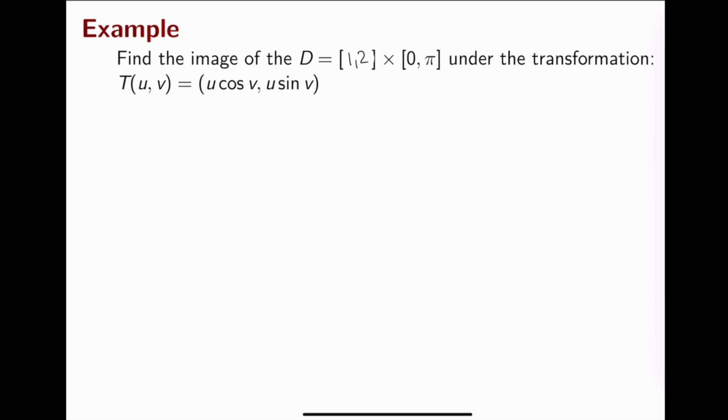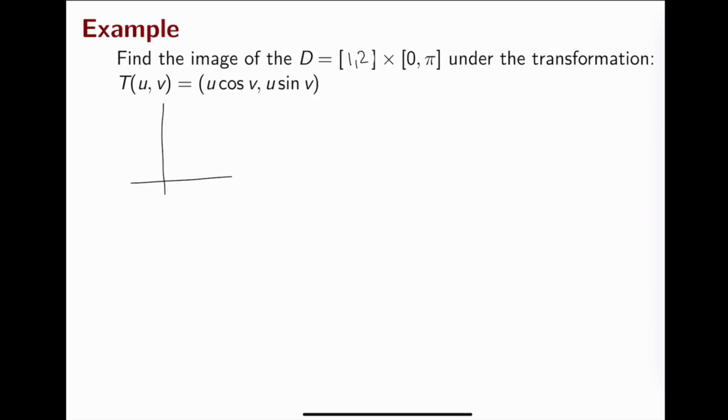So let's see what this transformation really converts this rectangle into. This is a rectangle, right? It's the interval [1, 2] for the variable u, and the interval [0, pi] for the variable v. So let's do a sketch of this domain.